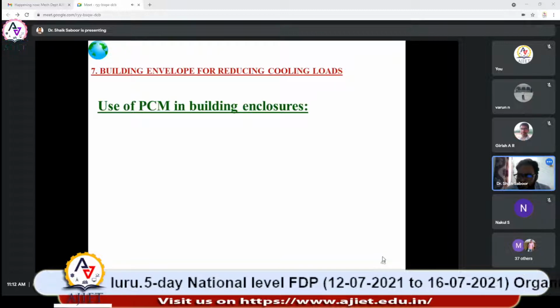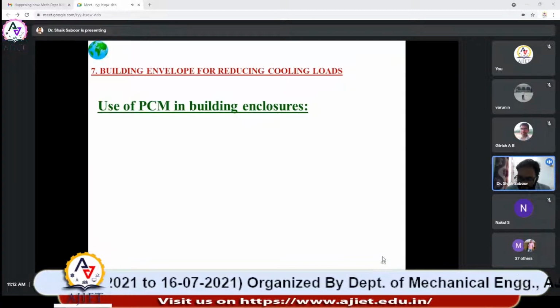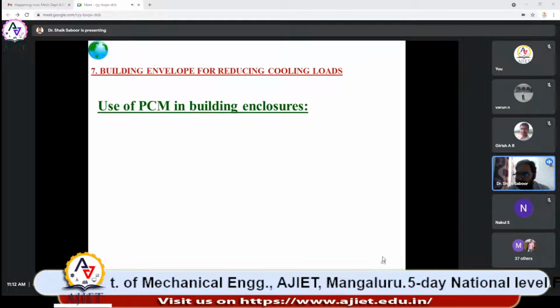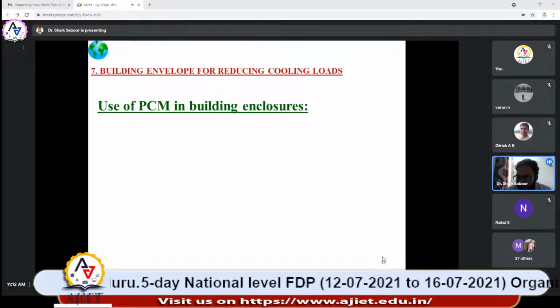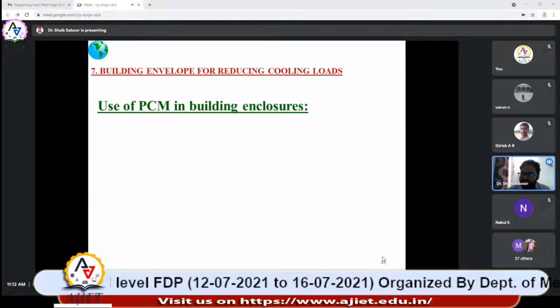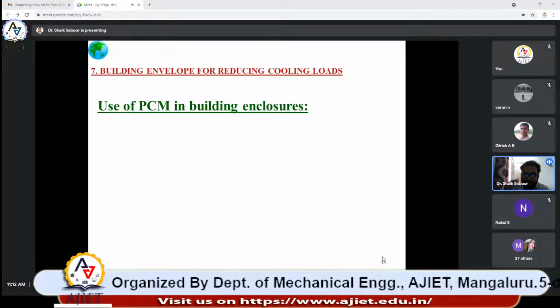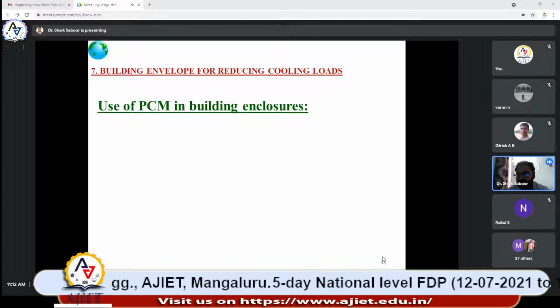Let us assume there is a data center. If there is a power cut for, let us say, half an hour, what happens? The cooling load will increase like anything inside the data center. If they use phase change material for the inside walls and roofs, then this phase change material will absorb the heat.